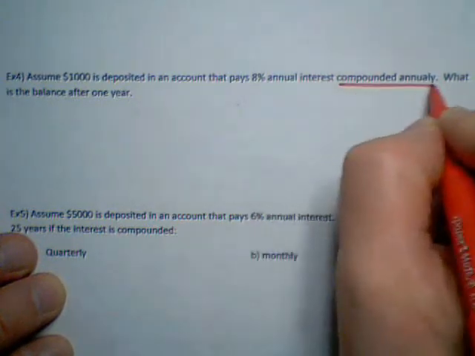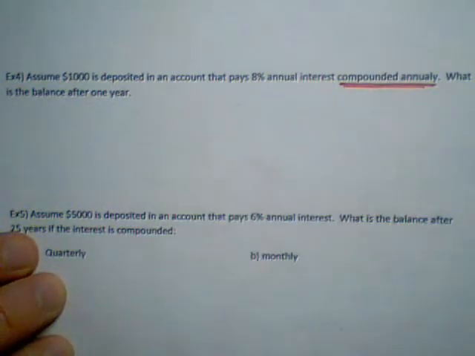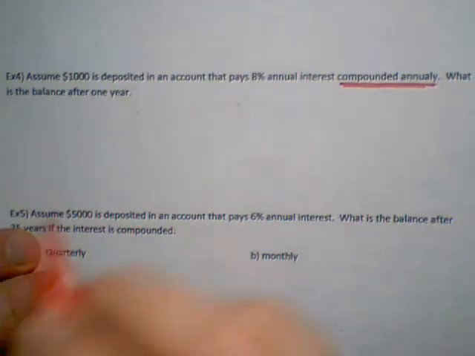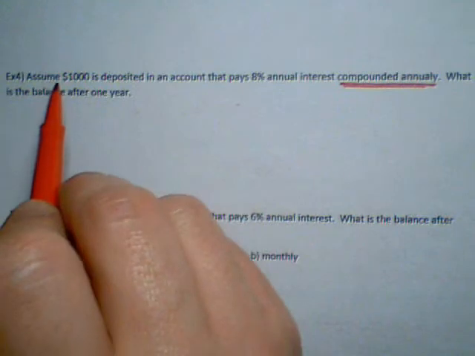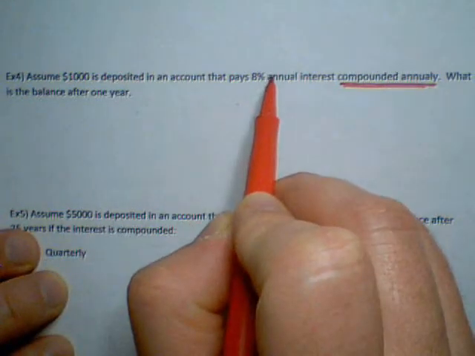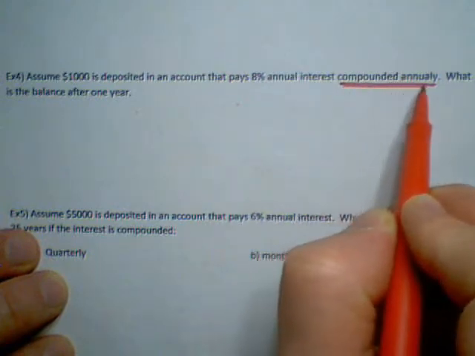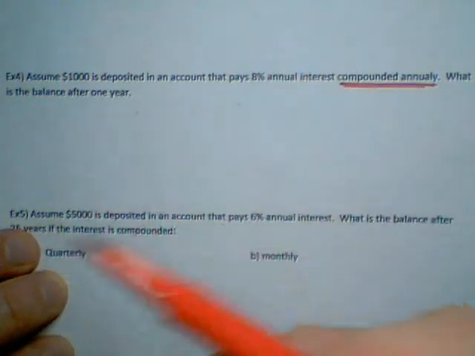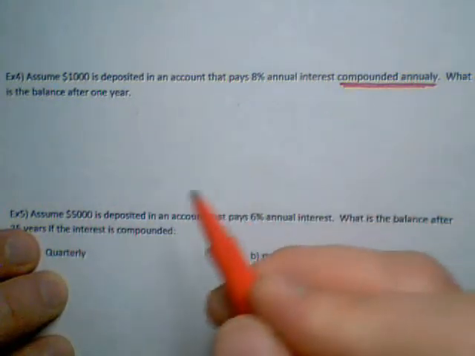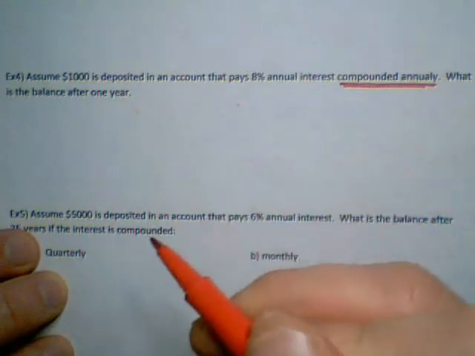The problems we have been doing so far have been compounded annually. That means the bank is paying you one time a year. So the bank is promising you in this situation that, let's assume you deposit $1,000 in the bank with an 8% annual interest compounded annually. In other words, the bank's going to pay you one time. What is the balance after 1 year?